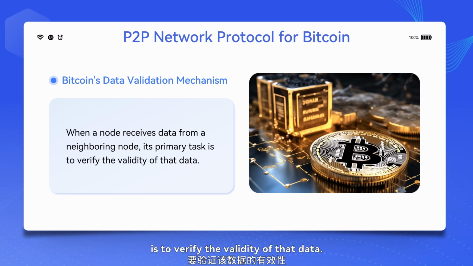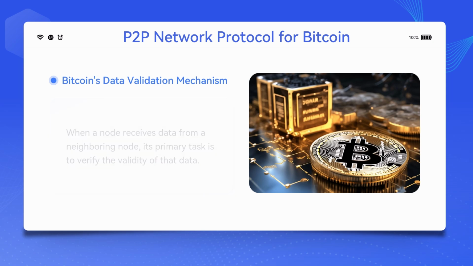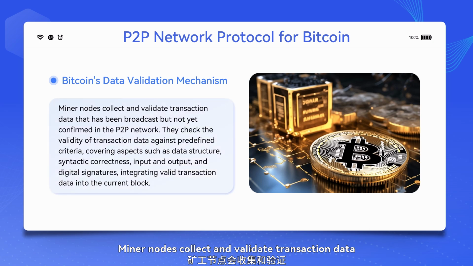Regarding Bitcoin's data validation mechanism, when a node receives data from a neighboring node, its primary task is to verify the validity of that data. Miner nodes collect and validate transaction data that has been broadcast but not yet confirmed in the P2P network. They check the validity of transaction data against predefined criteria, covering aspects such as data structure, syntactic correctness, input and output, and digital signatures, integrating valid transaction data into the current block.